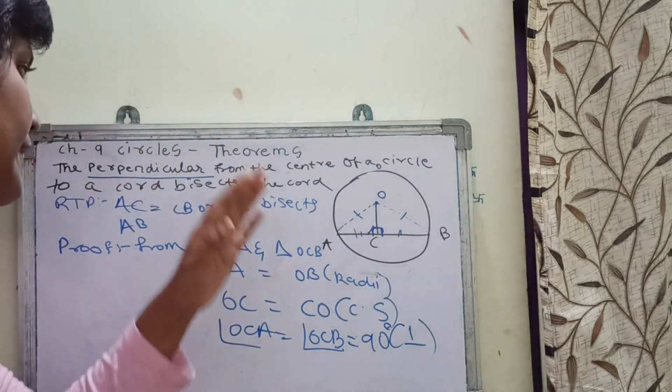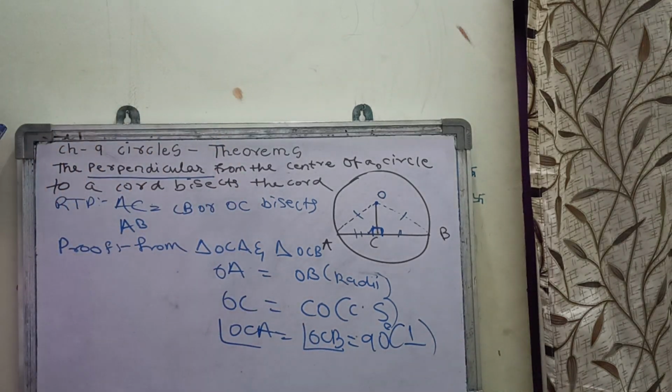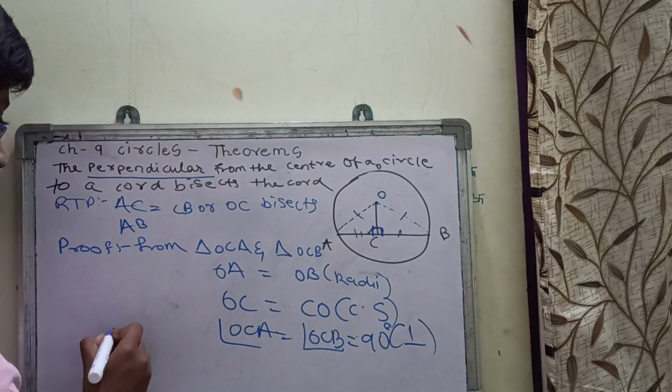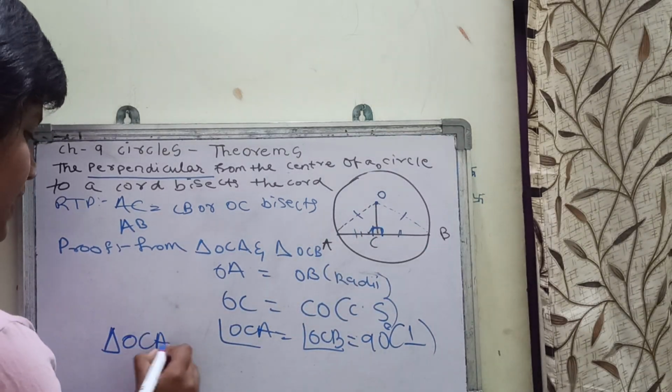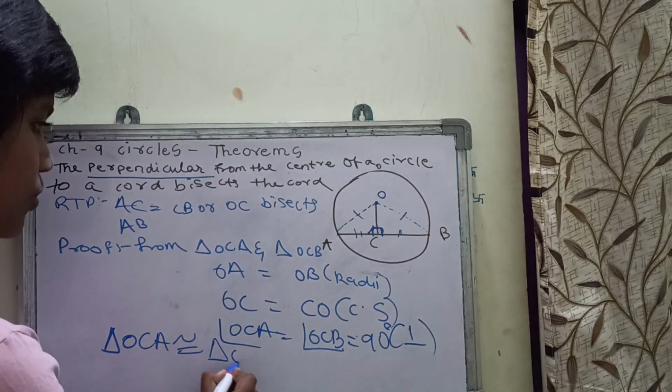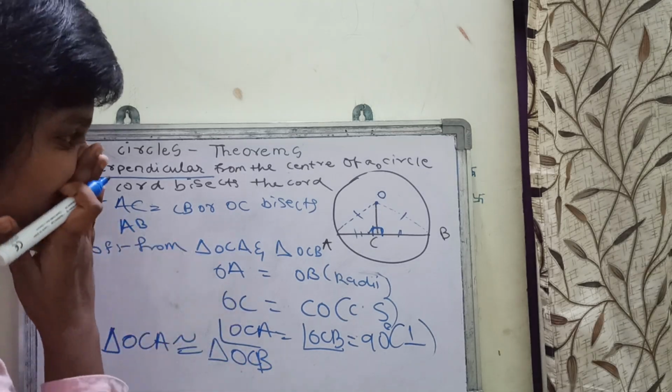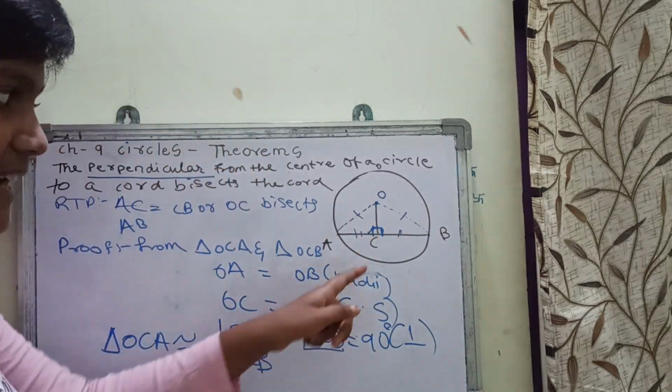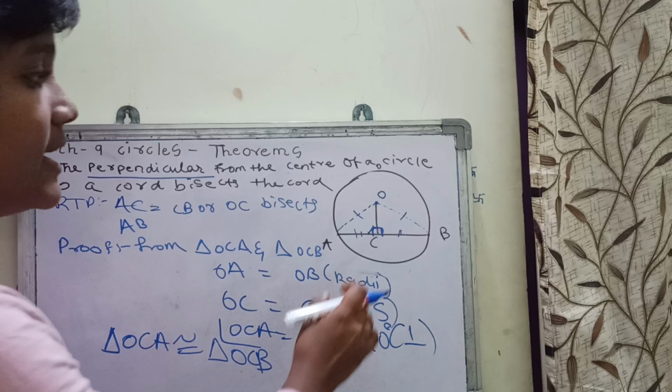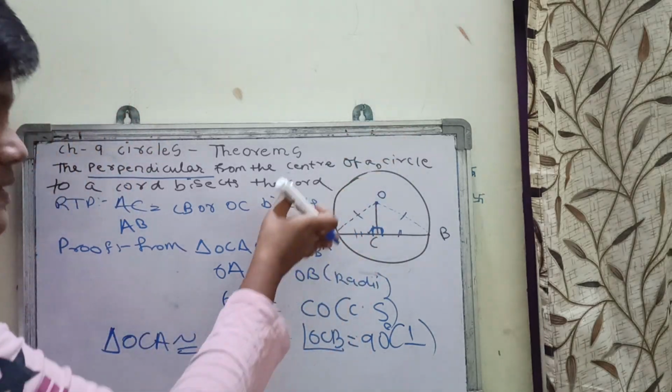It is perpendicular from the center. So what can we say about these two triangles? Triangle OCA is congruent to triangle OCB. By what? It is 90 degrees at C. Okay. The hypotenuse is equal.